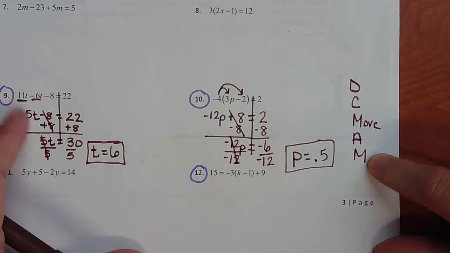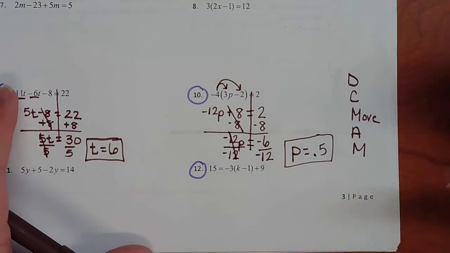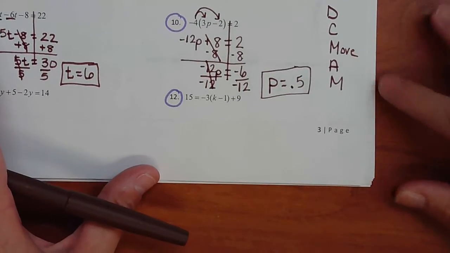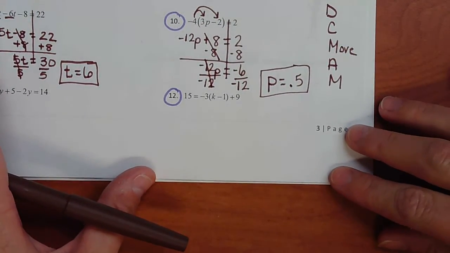How did we do? How many of you got that one right? Look at that with negatives and all. Good job. All right, number 12. Number 12 is a good challenge one for you.